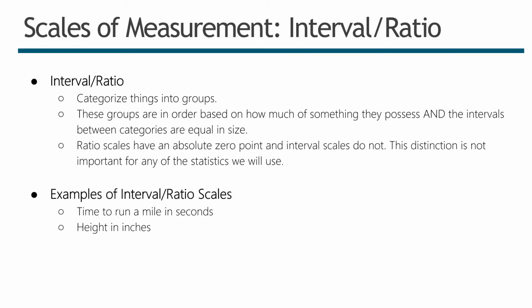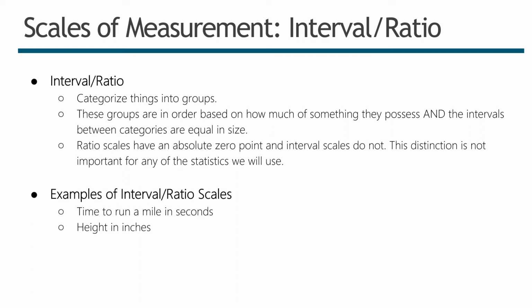Our next scale of measurement is interval ratio. So here we're again categorizing people or things into groups. Now, in this case though, the groups are in order and the intervals between the categories are equivalent in size. Now, there is a distinction between interval and ratio scales of measurement, where ratio scales have an absolute 0 point, whereas interval scales do not. So an absolute 0 point means the complete and utter absence of something. So like 0 degrees Kelvin would mean the complete and utter absence of heat, right?